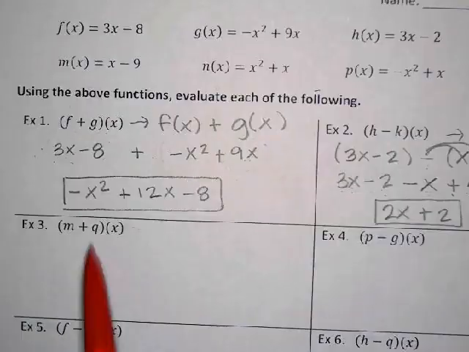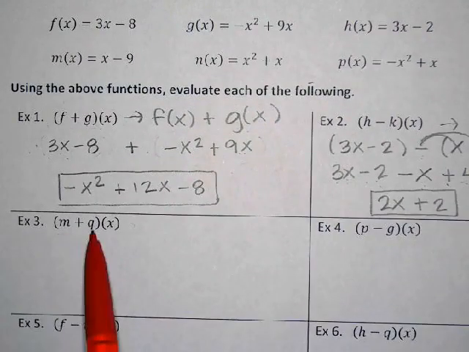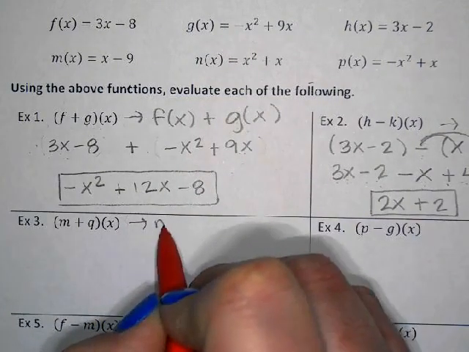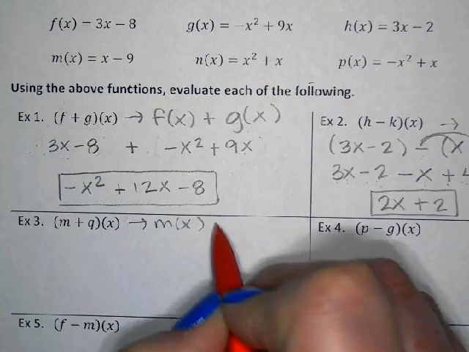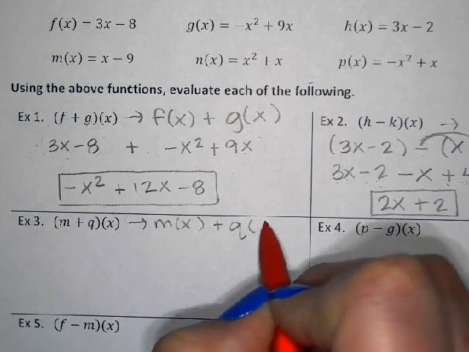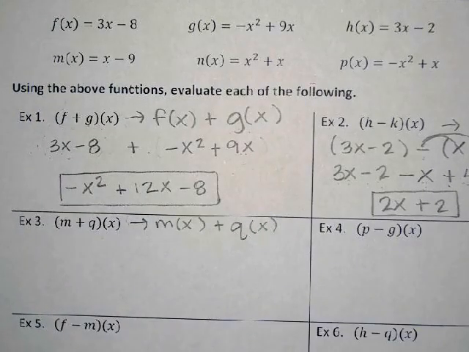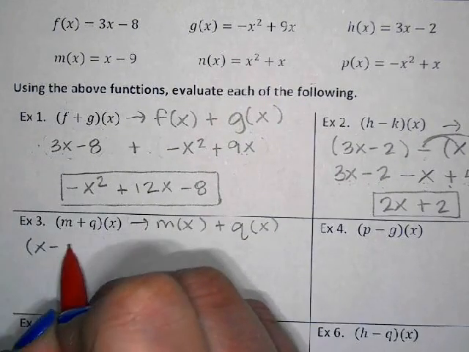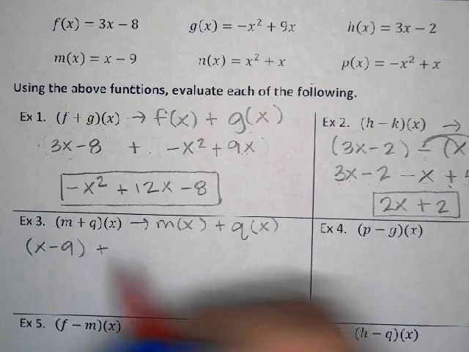Okay. The next one says m and q are what we're going to add together. So we're going to take m of x and add q of x. So m of x is x minus 9. q of x is x plus 1.